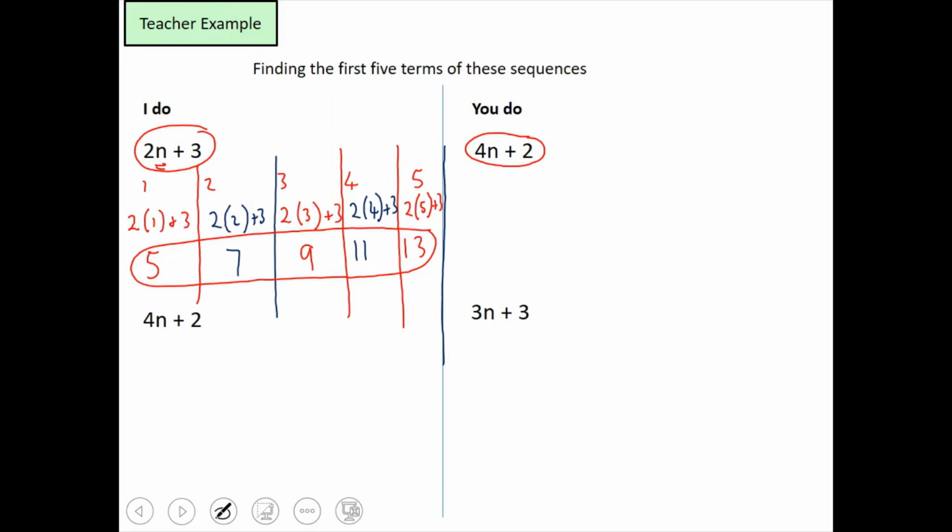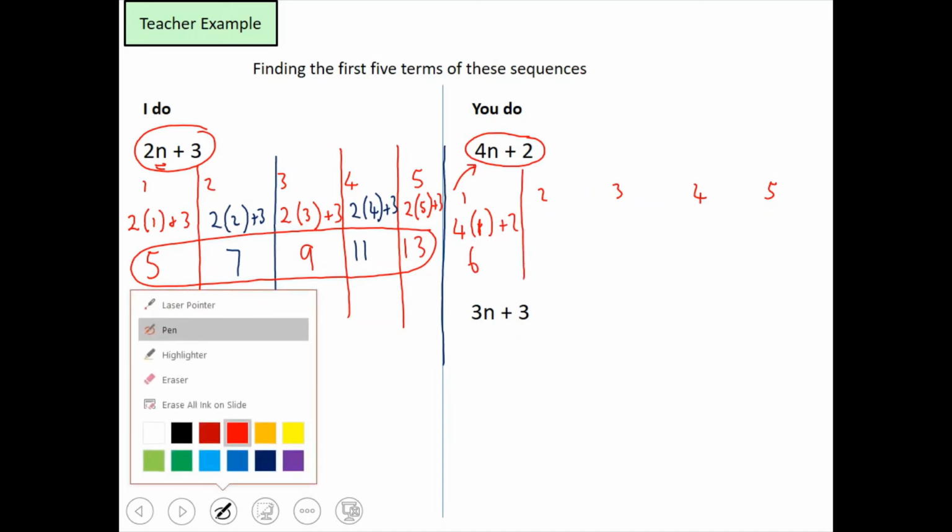Right, what you should have done is written the first 5 terms, 1, 2, 3, 4 and 5. And every time we're going to stick to this 4n plus 2. So for this one you can write 4 times 1, because this time we're replacing n with the number 1, and then plus 2. 4 times 1 is 4, plus 2 is 6.